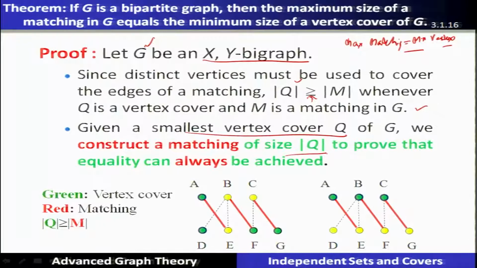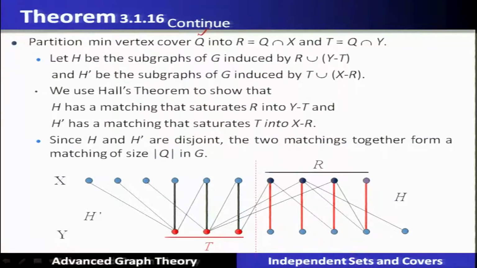So, let us construct the matching if we are given the smallest vertex cover. We will partition the given vertex cover into two sets R and T. R will be in the partition X and T will be in the partition Y. Let us see this in the figure. T is in the partition Y and R is in the partition X, and together T and R form the total vertex cover. These vertices, colored red in T and blue in R, form the minimum vertex cover.